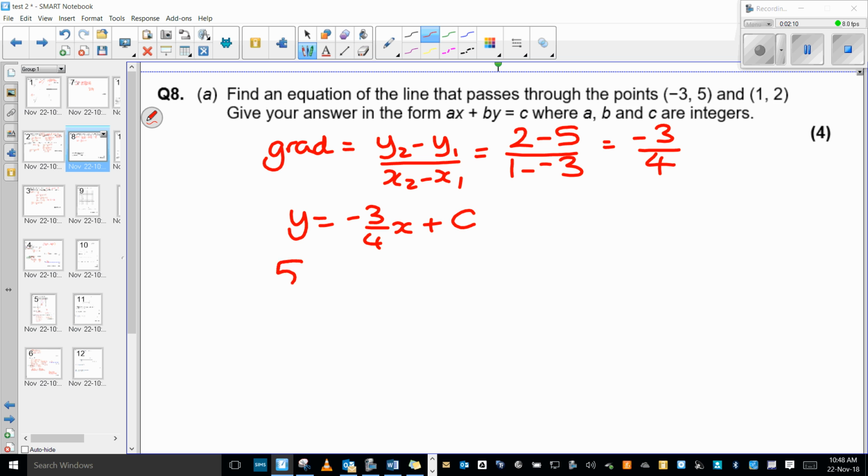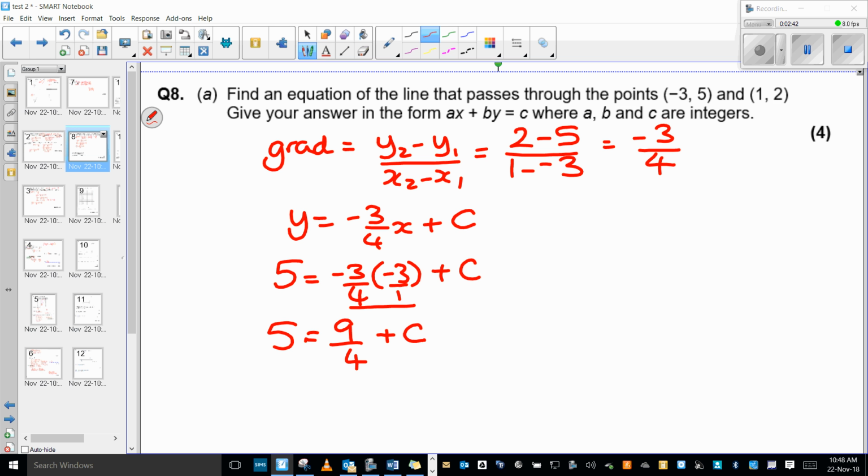So 5 equals negative 3/4 times negative 3. What's happening to these two values? They are being multiplied, not added. So we've got 5 equals, remember, negative 3 means negative 3 over 1. You had your calculators available, you could have chucked it in there if you were unsure. Negative 3 multiplied by negative 3 is positive 9 over 4. Okay, so far so good.